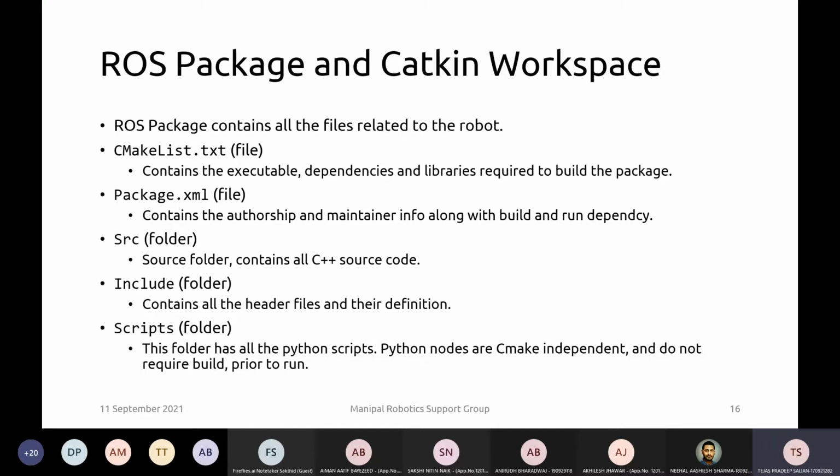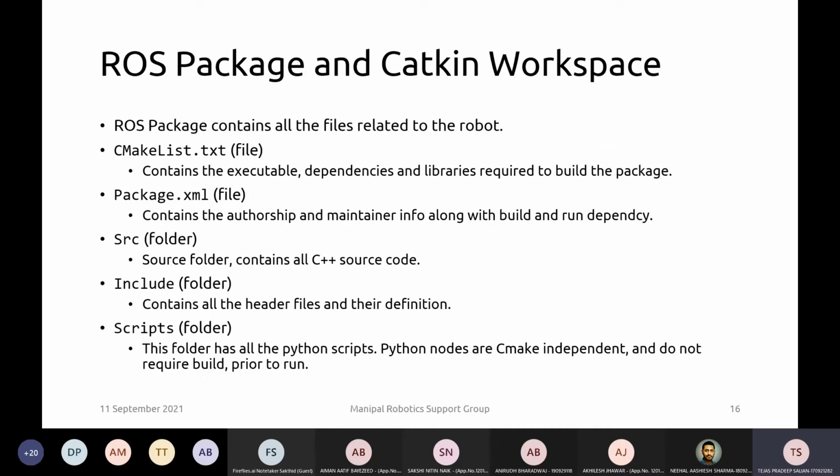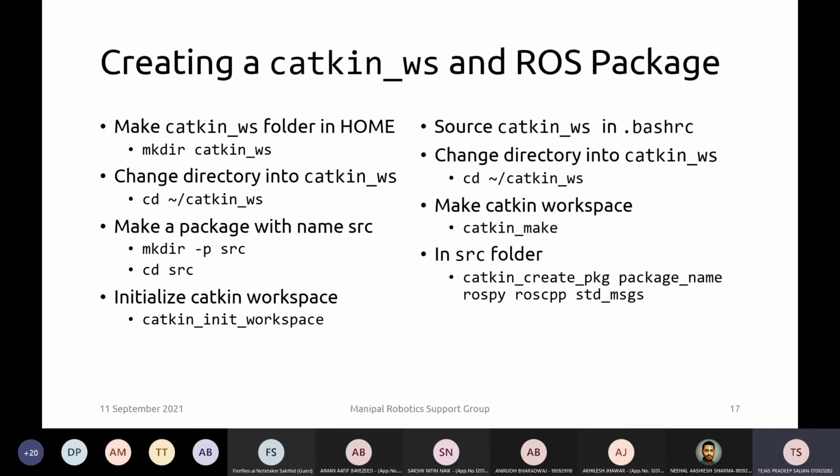And scripts folder, this is also a folder that has the python scripts. Python nodes are cmake independent, hence they do not require any prior build. They do not need to be compiled before building, right? So this was about the catkin workspace majorly, and the ROS package contains all the files related to the robot. Now coming to catkin, creating a catkin workspace and a robot package.